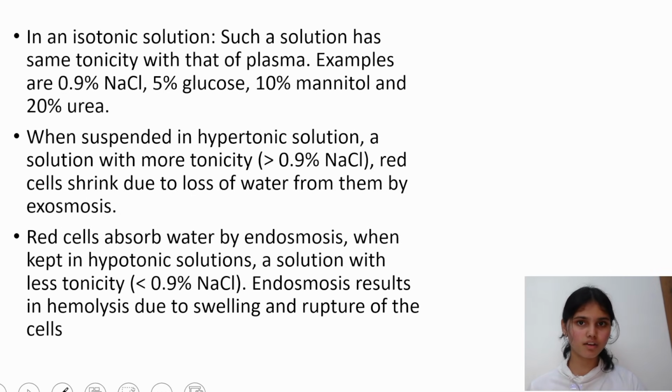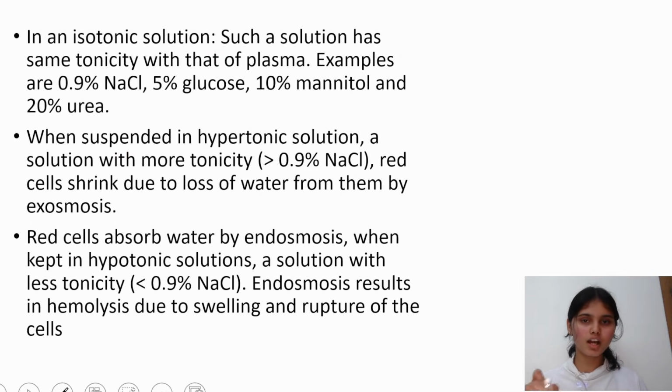Now, an isotonic solution is a solution that has the same tonicity as that of the plasma. An example is 0.9% NaCl. This is the main one. The rest, you can memorize if you want, but we will be taking the example of 0.9% NaCl throughout. So this is where the solution has the same tonicity.